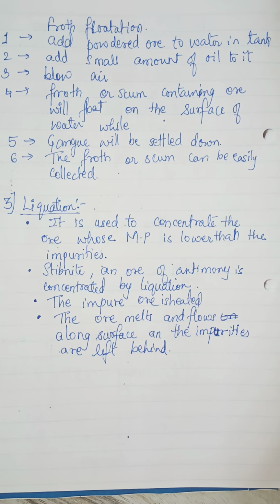So in this session we have seen 3 types of enrichment. There are 2 more types, magnetic separation and leaching. We will do this in the next session, after which we'll do conversion of ore to metal oxides. I hope all the 3 processes of enrichment of ore are very clear to you.